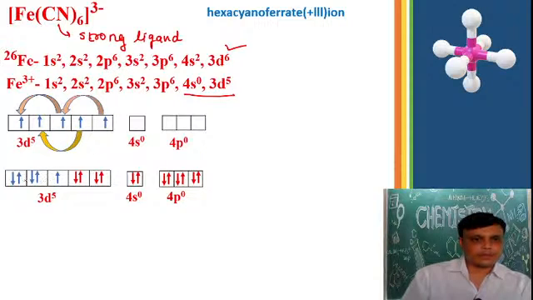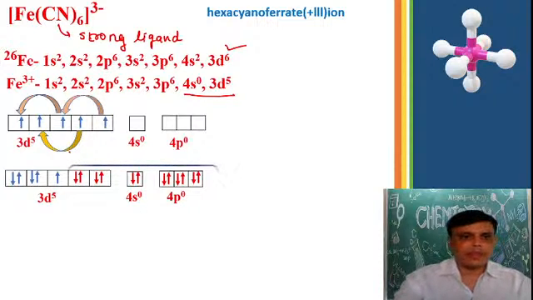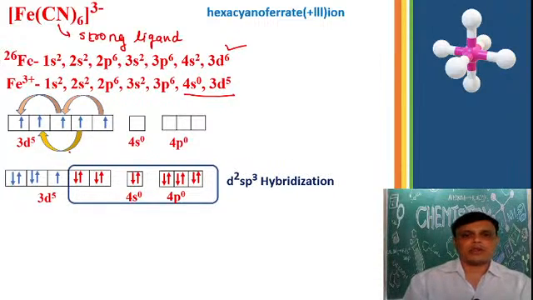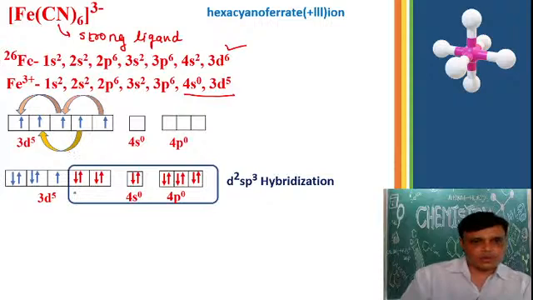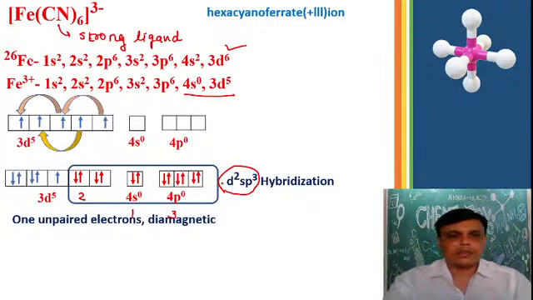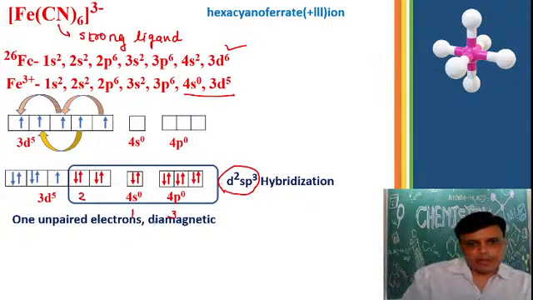So what will happen? These electrons are from the 6 cyanide ligands. It will undergo hybridization, that is called d2sp3 hybridization. Why? Because 2 d orbitals are involved, 1 s orbital is involved and 3 p orbitals are involved. So it will give a d2sp3 hybridization. Correct, very good. Then with one unpaired electron the complex will be paramagnetic. Here it should be paramagnetic. The complex is paramagnetic.